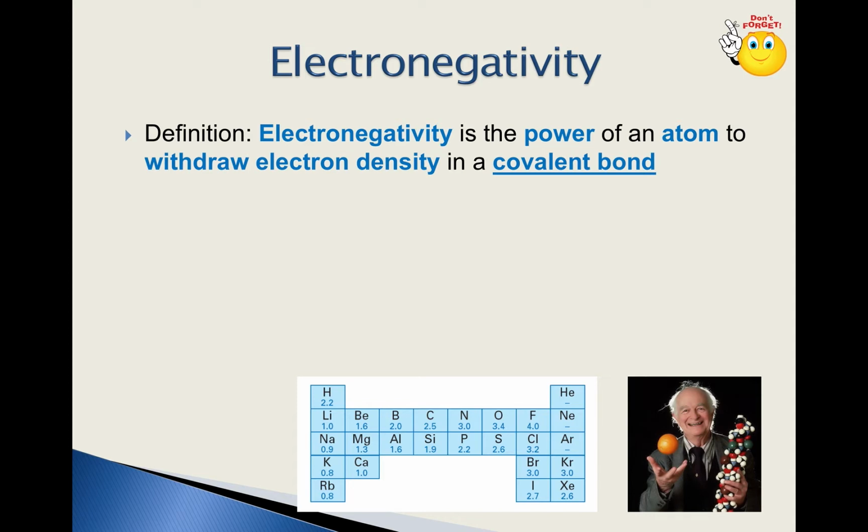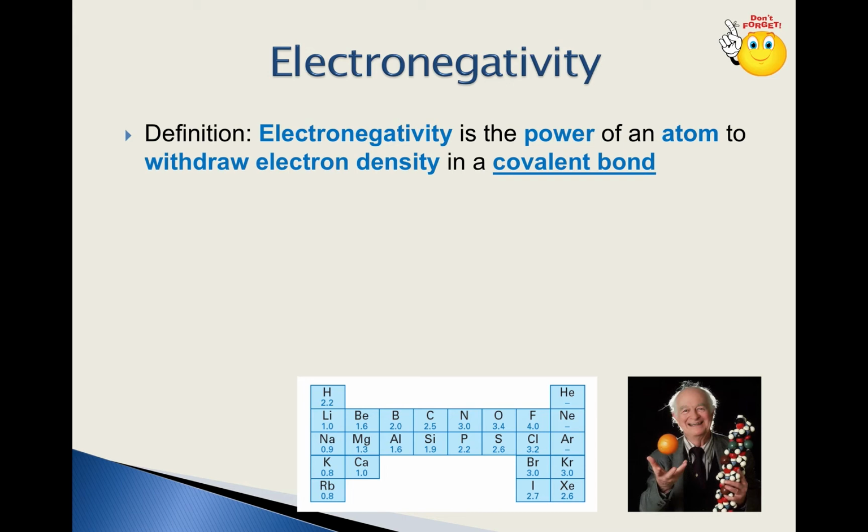Now the more powerful the atom is at withdrawing electron density, meaning pulling the shared pair of electrons almost towards itself, the stronger that atom or element is at pulling electron density towards itself, it means that it's more electronegative. So if an atom or an element is more electronegative, it means it's very good at pulling the shared pair of electrons towards itself. Now, we'll look at that in a few slides' time.